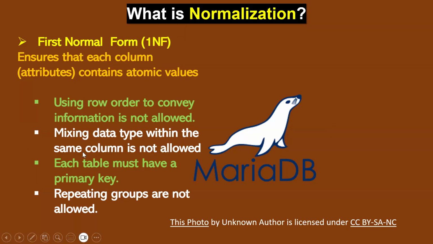Mixing data types within the same column is not allowed. So the same column, let's say player name, cannot have a string or VARCHAR2 as well as an integer. The two different data types cannot be mixed. Whatever you define for the attribute or column, the data type must be consistent for that column. You cannot mix and match it. Each table must have a primary key. Obviously, when a table has a primary key, you're trying to eliminate duplicate rows in a given table. That's why a primary key is important on each table.